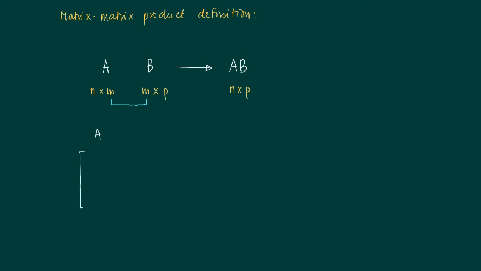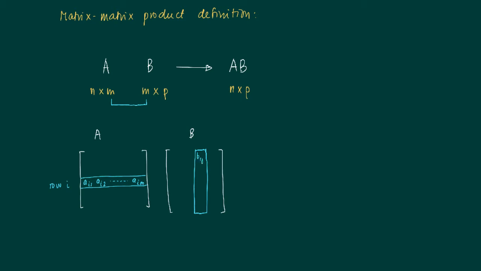So how is this defined? Suppose we have a matrix A and a matrix B. Now this is a schematic view. Suppose we have the ith row, that we can write as A_i1, A_i2 until A_im. A has m columns, B has m rows. And now suppose in B we take the jth column. The jth column has elements B_1j, B_2j, etc. until B_mj.